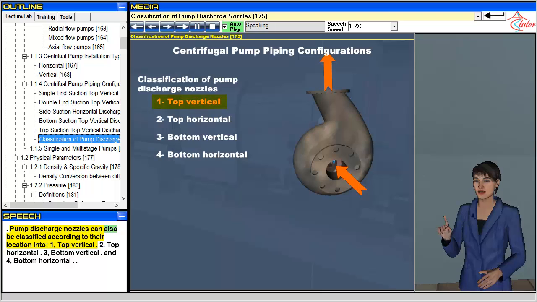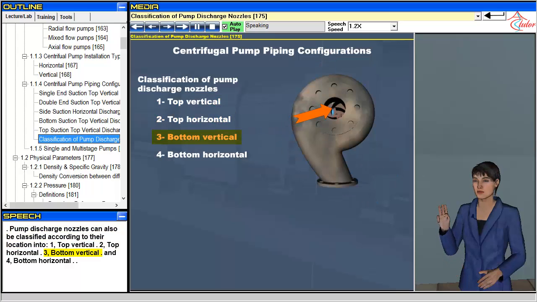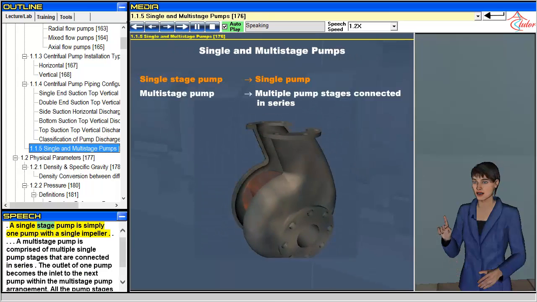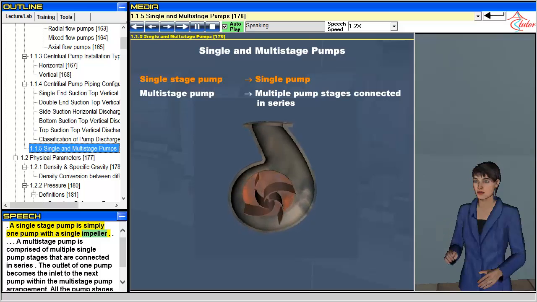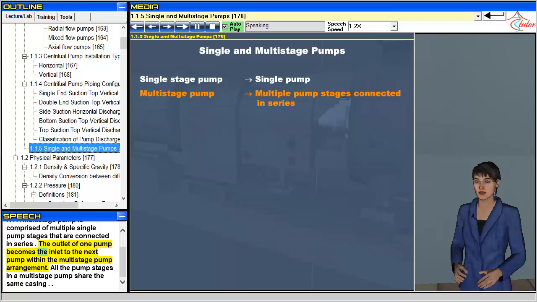Pump discharge nozzles can also be classified according to their location into: 1. Top vertical, 2. Top horizontal, 3. Bottom vertical, and 4. Bottom horizontal. A single-stage pump is simply one pump with a single impeller. A multi-stage pump is comprised of multiple single pump stages that are connected in series. The outlet of one pump becomes the inlet to the next pump within the multi-stage pump arrangement. All the pump stages in a multi-stage pump share the same casing.